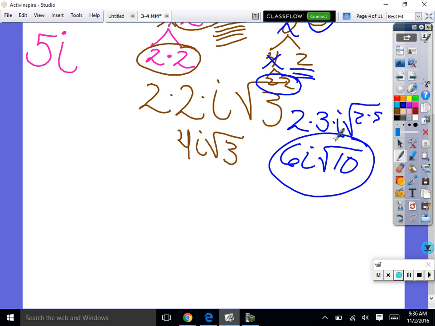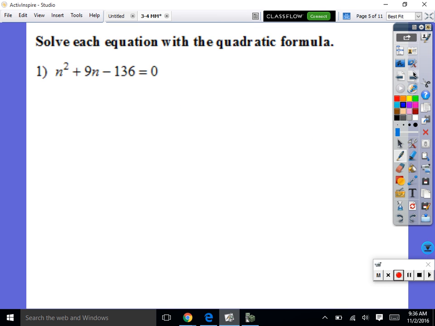Everybody good with that? Okay, if you can do that, then you can do pretty much the quadratic formula. So let's start practicing. Here we go. You're going to want a whiteboard maybe, and I would do it on your paper so you can refer back to your notes if you can fit it.